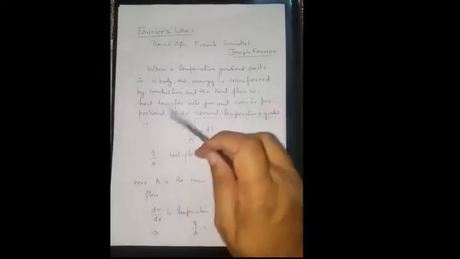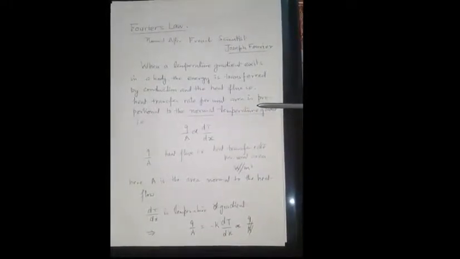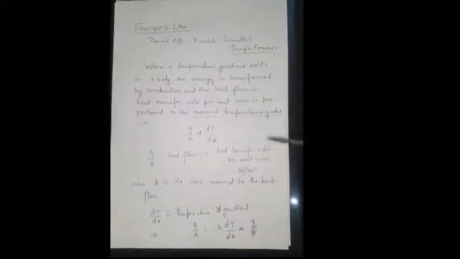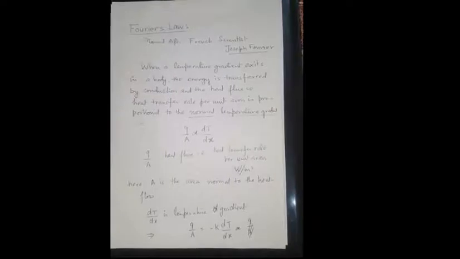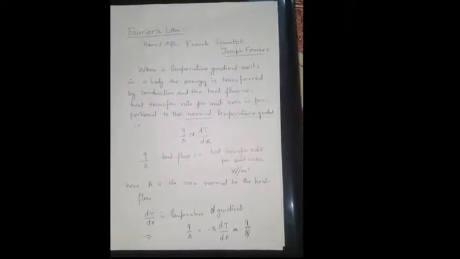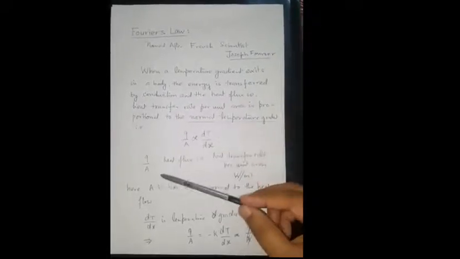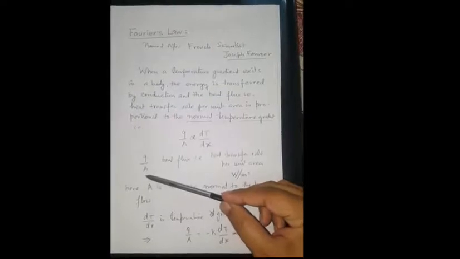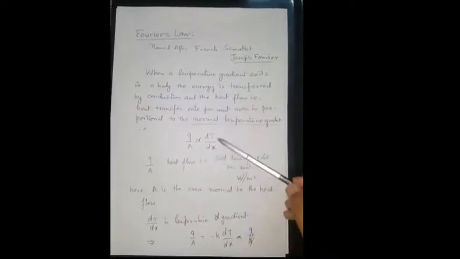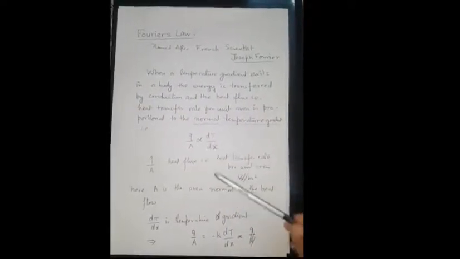Fourier's law states that when a temperature gradient exists in a body, energy is transferred by conduction, and the heat flux, that is the heat transfer rate per unit area, is directly proportional to the normal temperature gradient. This is the heat flux. Q by A is the heat flux, as it is written here, and dT by dx is the temperature gradient.